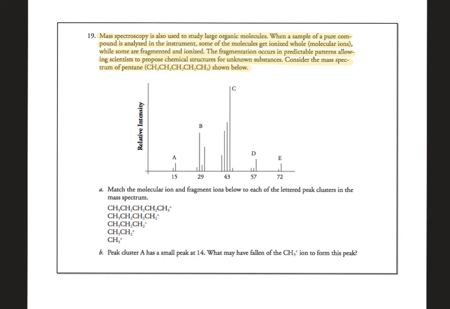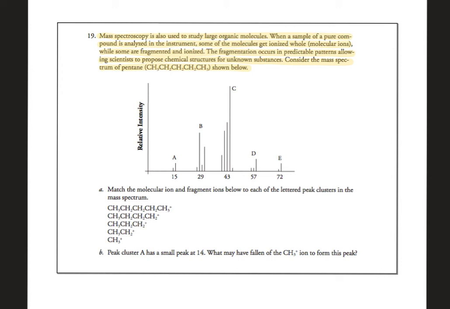All right, last slide and last topic. This is the most common use of mass spec in organic chemistry. So mass spec is also used to study large organic molecules. Organic molecules are carbon-based molecules. When a sample of a pure compound is analyzed in the instrument, some of the molecules get ionized whole, molecular ions, while some are fragmented and ionized. The fragmentation occurs in predictable patterns, allowing scientists to propose a chemical structure for unknown substances.